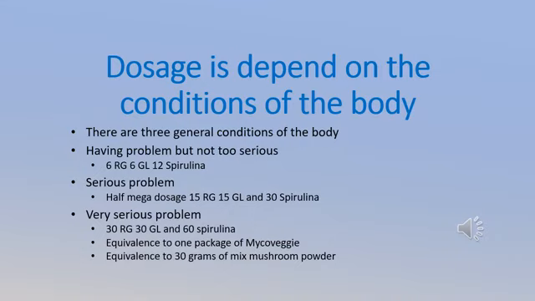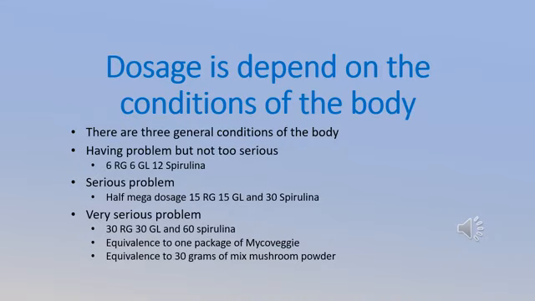Then when the problem is serious, we go for half mega dosage: 15 Rg, 15 Gl, and about 15 to 30 spirulina. Now there are many viruses in the market, the endemic of COVID-19 and everything. So we ask people to use half mega dosage for prevention. This is also good to detox the body, so we can take it for 1 month or 2 months to detox the body.